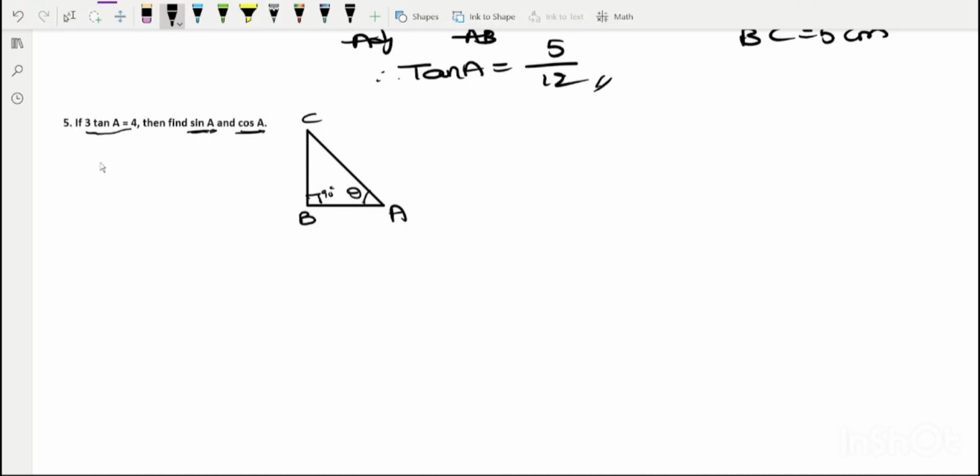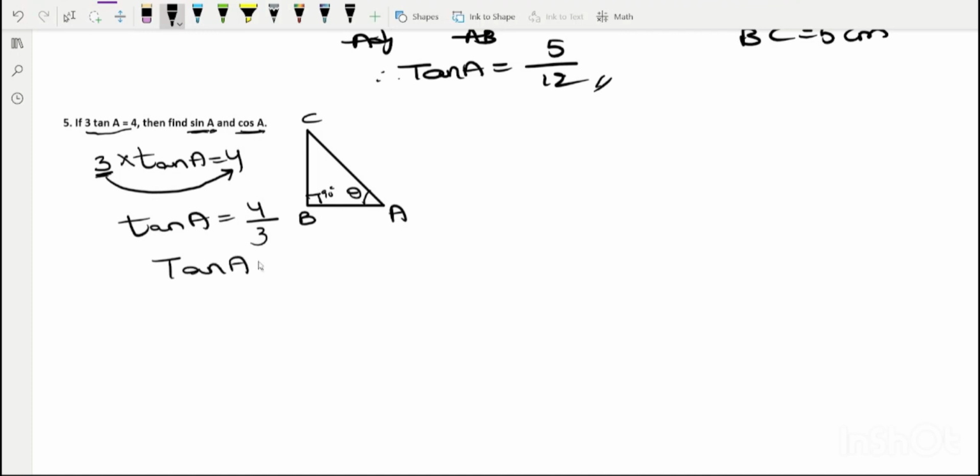So here in this given data, he has mentioned that 3 tan A. You can write it as 3 into tan A equals to 4. So the number is in multiplication. When we shift to the other side, the one which is in multiplication will be converted to division. So the value of tan A would be 4 by 3. So we know the sides formula for the tan A is opposite side divided by adjacent side, which is 4 by 3.